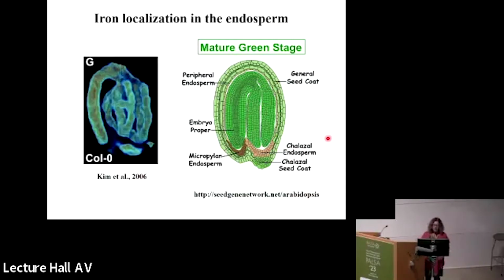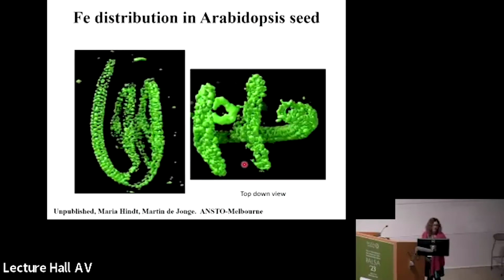So the endosperm in seeds like Arabidopsis is a single layer of cells at the end in the mature seed, except for these 2 regions, the callosal endosperm. This is where the mother plant is attached to the seed, and that's where nutrients are going to enter. And then there's this region called the micropilar endosperm, and that's going to be important for germination. So we decided that maybe we should be interested in that little glob of iron.